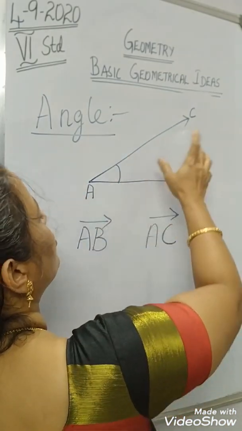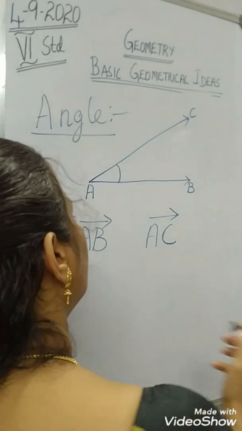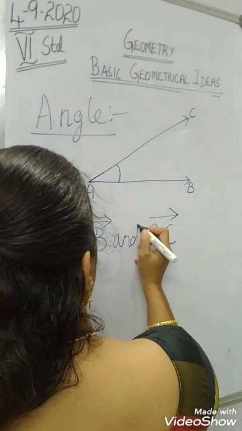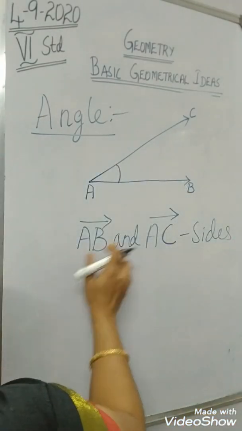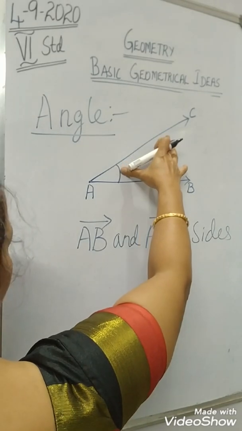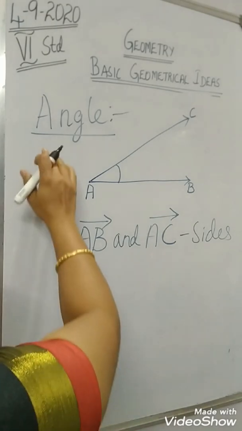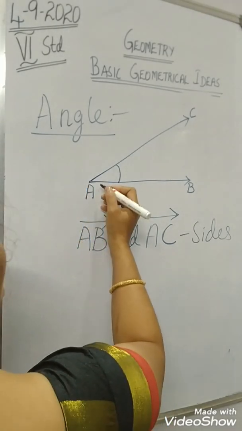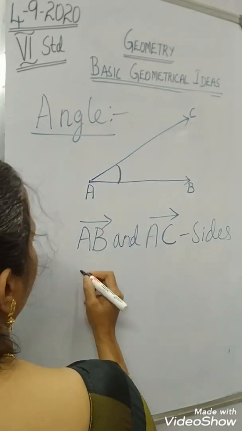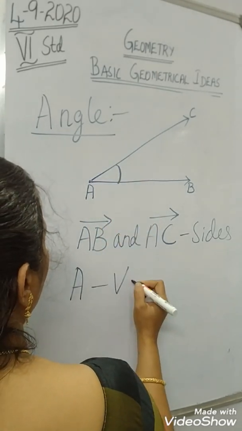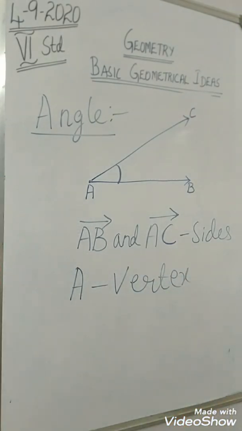Isn't it or not? So, which are these? AB and AC are the rays. What are they called? They are called the sides. Sides of the angle. AB is one side, AC is another side. So, AB and AC are the sides of the angle. Okay. Where is the angle formed here? Angle is formed here. Here, the common point is A. So, A is the vertex of the angle. A is the vertex of the angle.